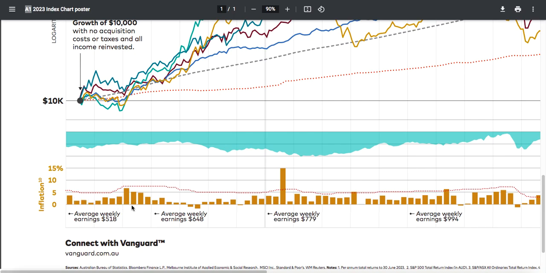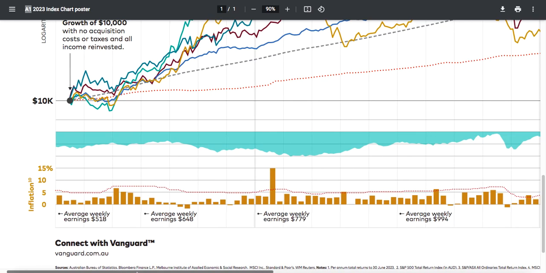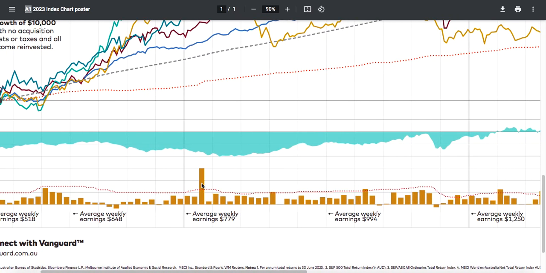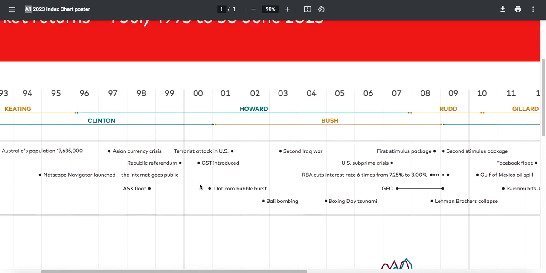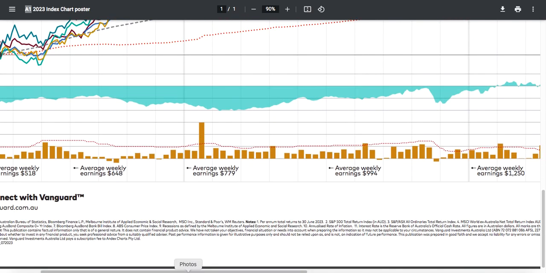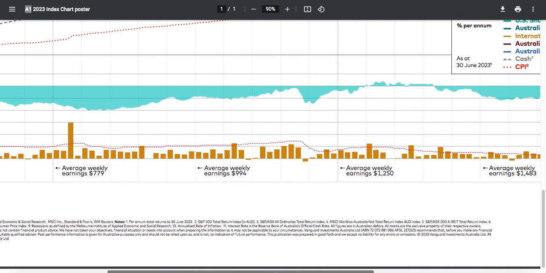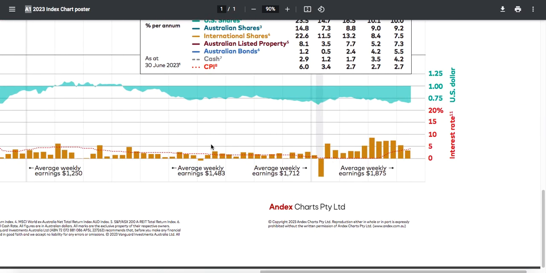So the percentage of inflation, as you can see throughout the years, I'm going to guess this is going to be the early 2000s. What is that? 2000 exactly. And coming across here, we can obviously see prior to COVID, lower inflation, and the last couple of years has been quite interesting.